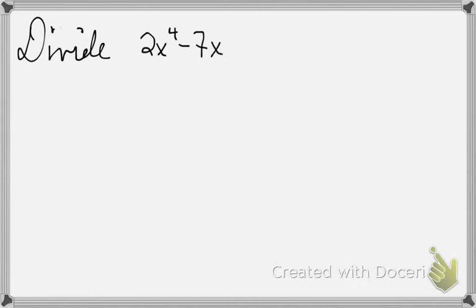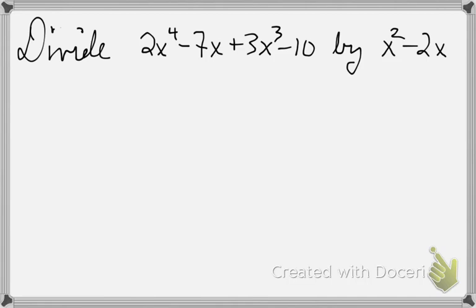Now let's say that I wanted you to divide 2x to the fourth plus 3x cubed minus 7x minus 10 by x squared minus 2x. So far, the only operation we've been asked to do here is divide. Who knew that would be the troublesome one? Me, because I've seen it before.